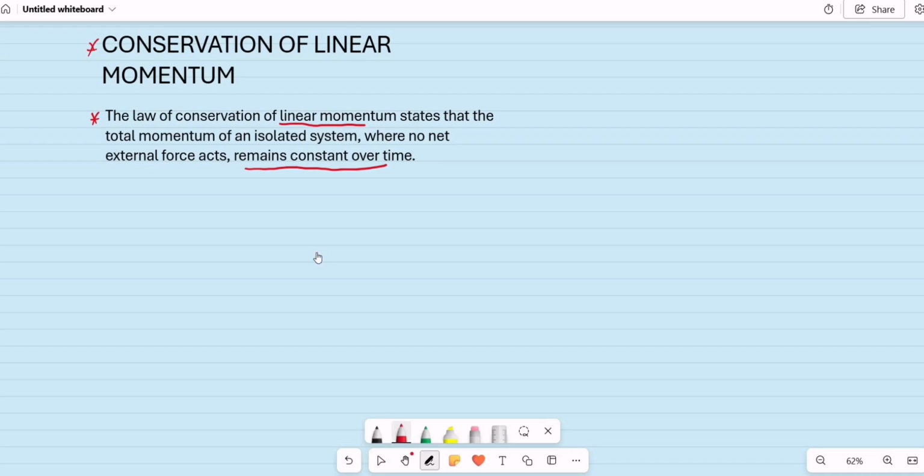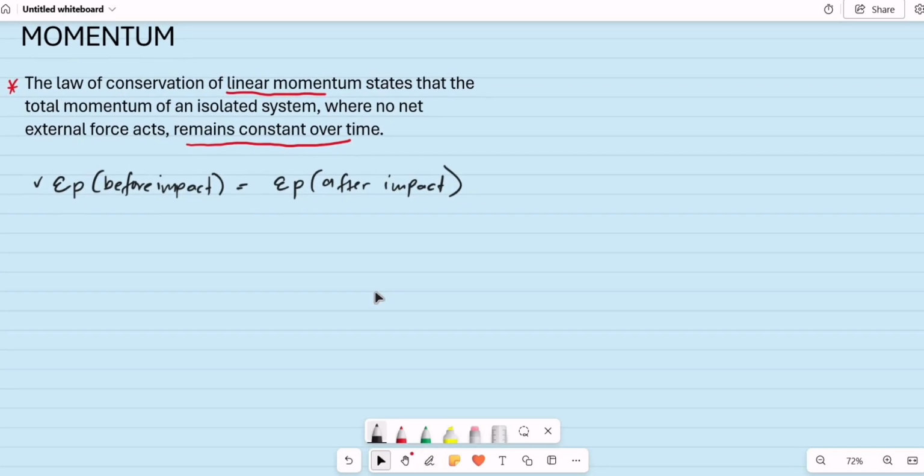Based on the conservation of linear momentum, the summation of momentums before impact should be equal to the summation of momentums after impact. This is our key equation for the conservation of linear momentum. So we'll be having two cases.